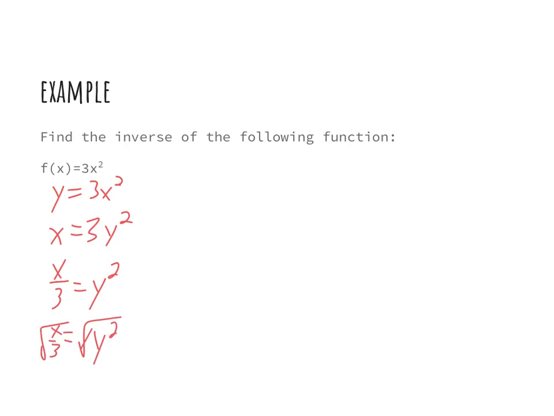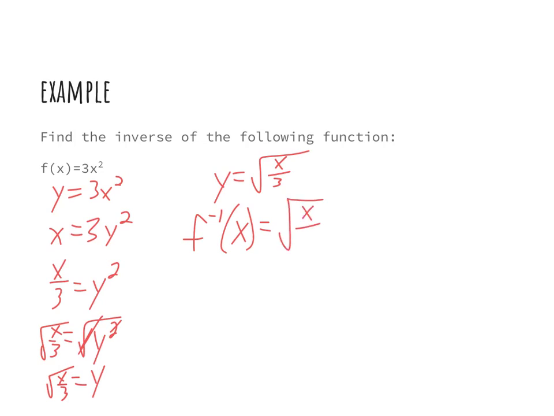And on the right, all that's going to do is cancel out with the squared, leaving just y. And then I leave the square root of x over 3 there. Rewrite it so that y is on the left, so y is equal to the square root of x over 3. And then again, write it back in function notation. So I would have f to the negative 1 of x is equal to the square root of x over 3.